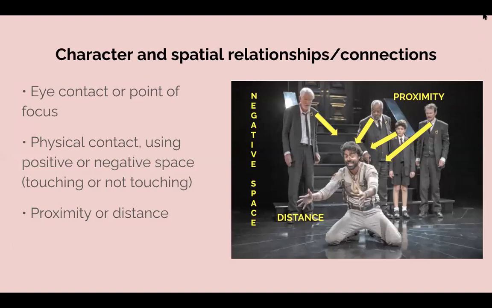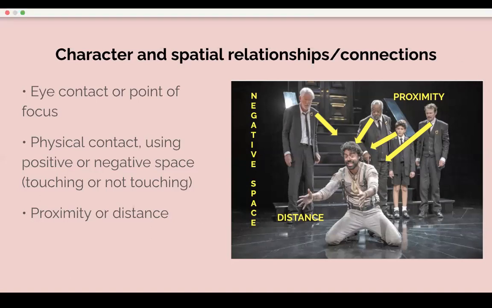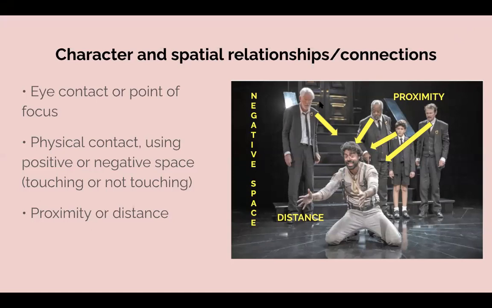The next element of tableau is character and spatial relationships or connections. We want to pay attention to eye contact. So all of these characters are all looking down at the same character. They are all focusing on this same character. Physical contact. Are the actors touching? Are they not touching? Are they using positive or negative space?